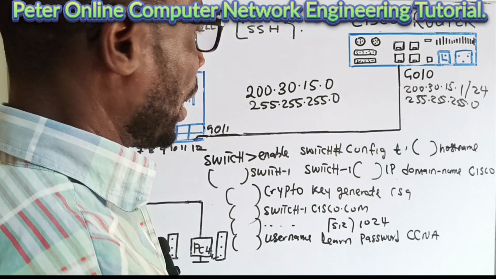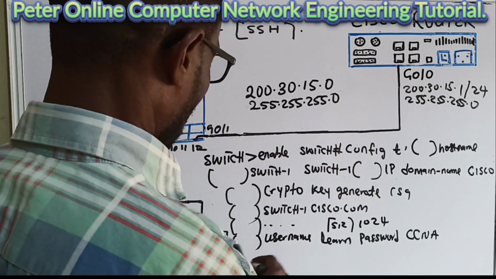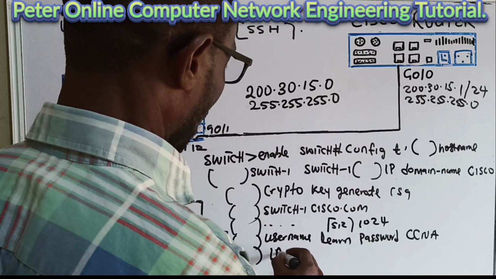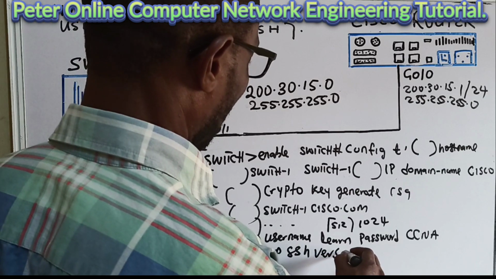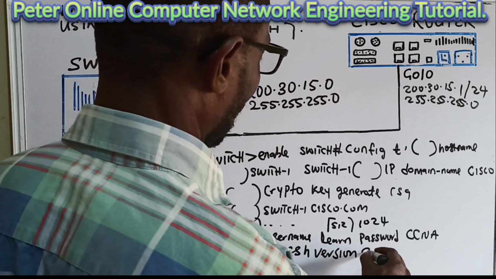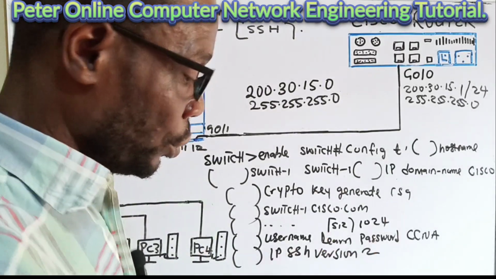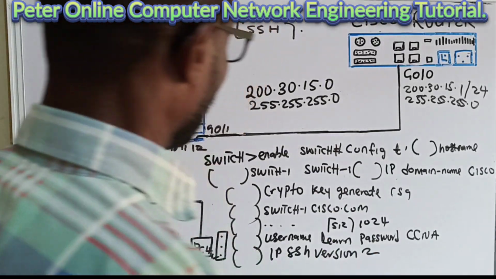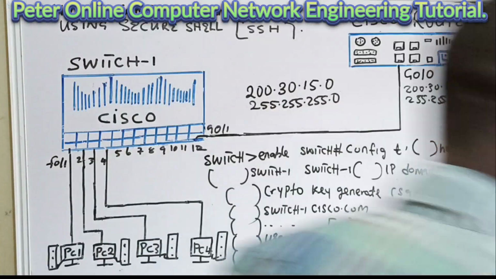Now what you need to do is create ip ssh version 2. With this, you have enabled version 2 of the SSH. The older one is version 1. You hit enter.